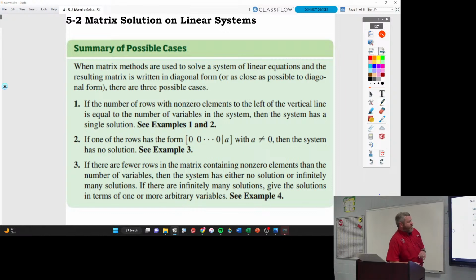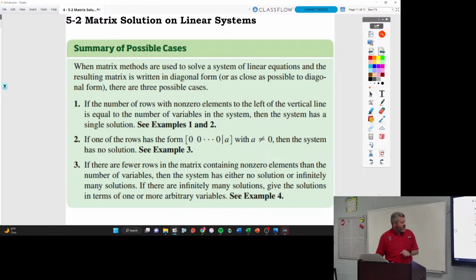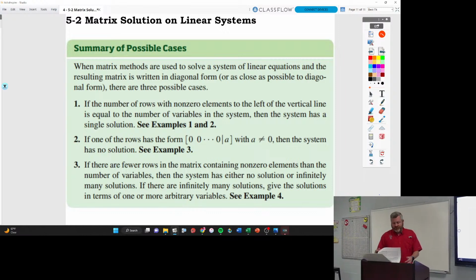Number three, if there are fewer rows in the matrix containing non-zero elements than the number of variables, then the system has either no solution or infinitely many solutions. If there are infinitely many solutions, you have to give the solutions in terms of one or more arbitrary variables.